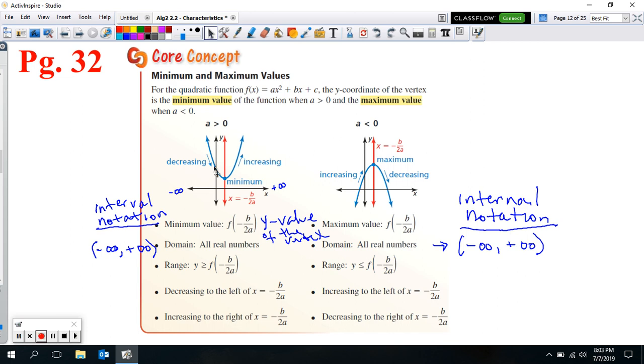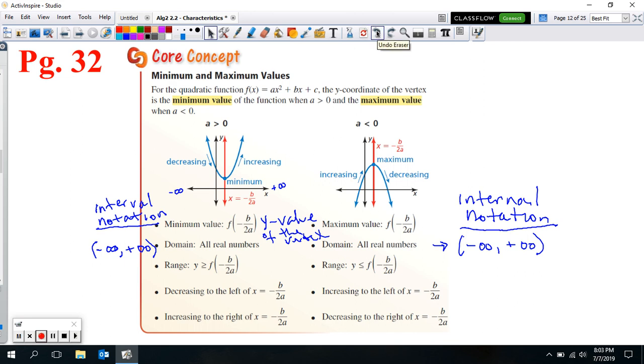Obviously, that's not everywhere. We can see that on this one, it's not below this minimum, it is only above this minimum point. This one's not above the maximum point, it's only below that. So our range is not going to be all real numbers. It's not going to be this interval notation, but we still can use an interval notation now.